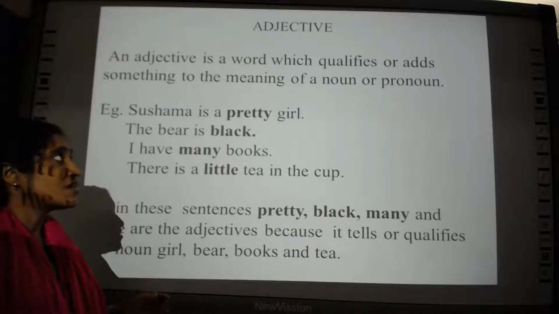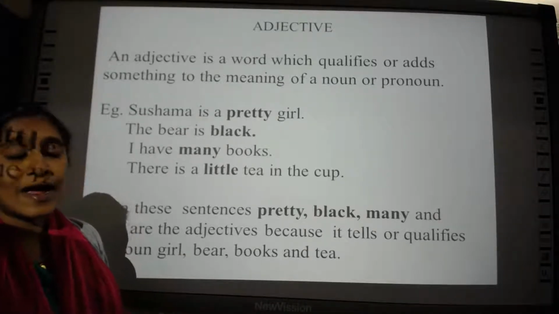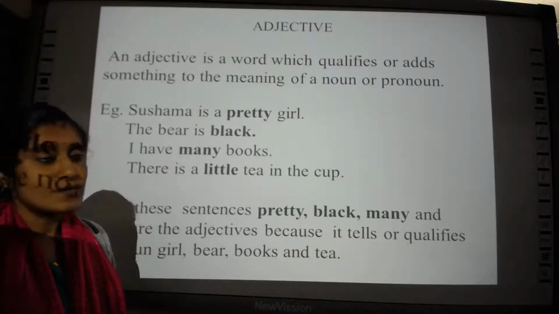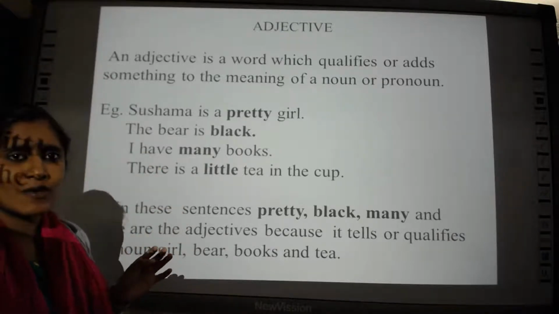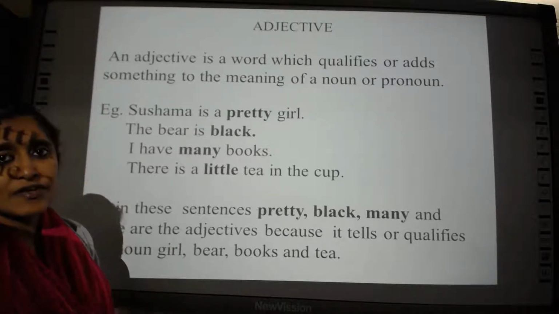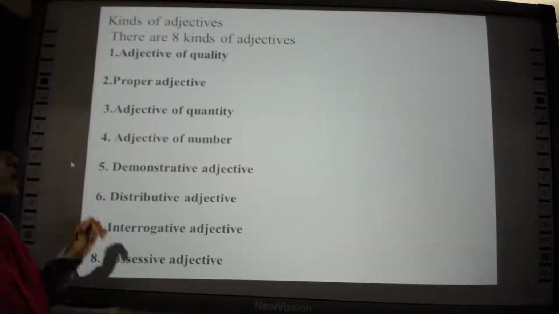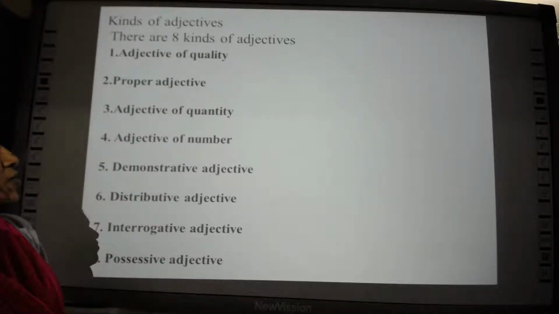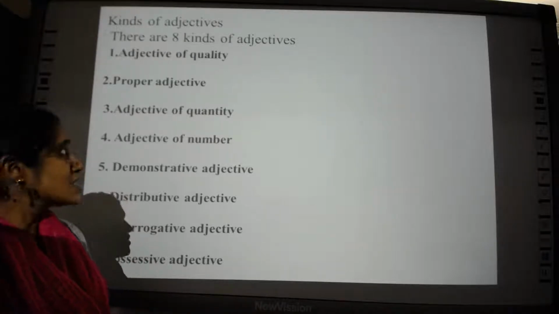So these are called adjectives. So what is an adjective? An adjective is a word that qualifies a noun or adds something to the meaning of a noun or a pronoun. You are very much familiar with various adjectives that are used in your daily life. Okay. And moving on to the kinds of adjectives, you don't have to go in depth regarding the adjectives.